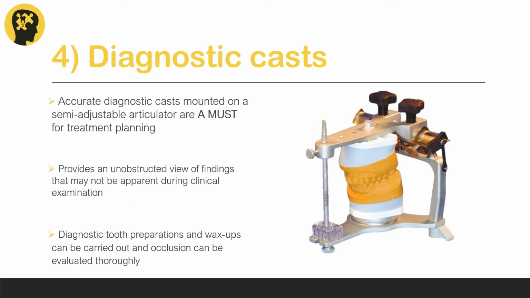So we can evaluate the occlusion thoroughly or do some kind of trial and error procedures on the cast before we do it on the patient. Or we could even do something like a wax up on the cast to show the patient what the end result of the treatment would look like.